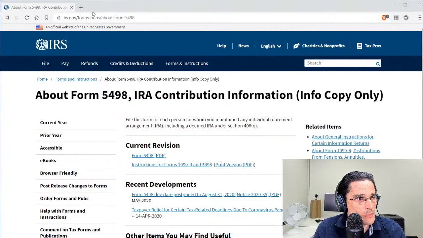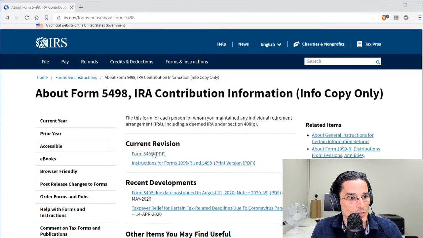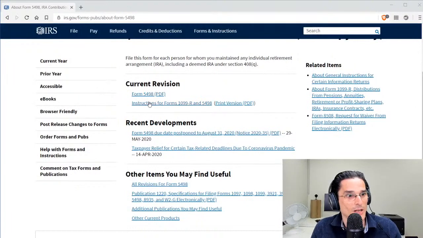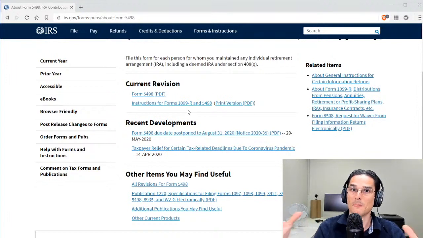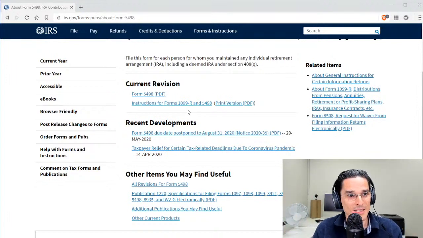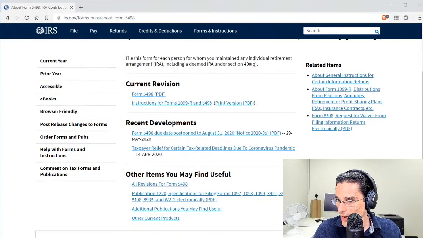Now, if we look on the IRS website, great website, beautiful, I love it. You can see that they have information both in terms of the form itself and also the instructions for it. Now, the instructions for Form 1099-R and 5498 are combined. I'll explain why that is in a minute, but you'll see both of those lumped together in a single publication from the IRS that you can read to find out more information if you want. Now, let me take this link up here, throw it into the chat for you guys.